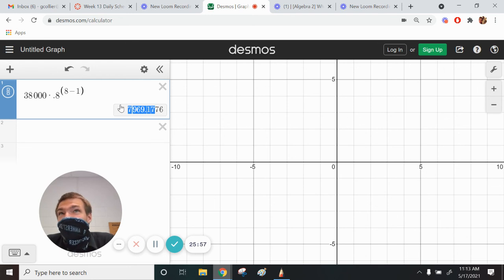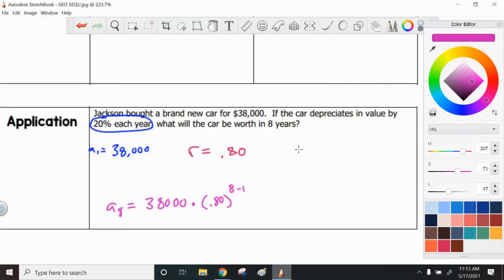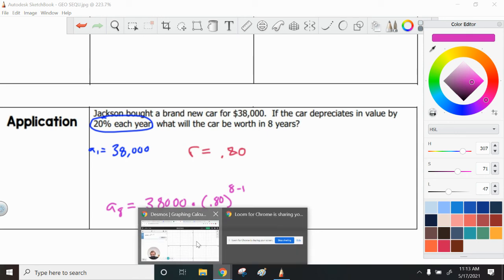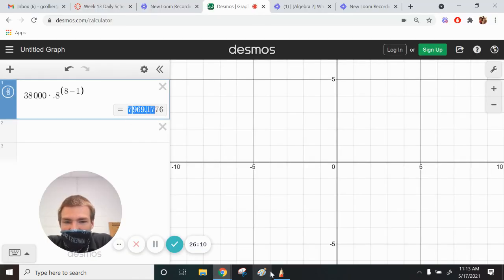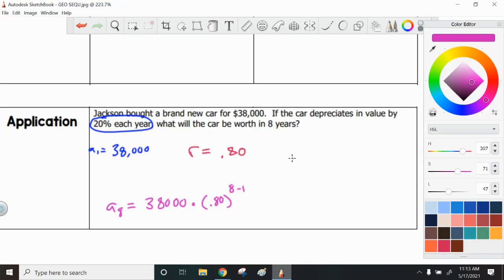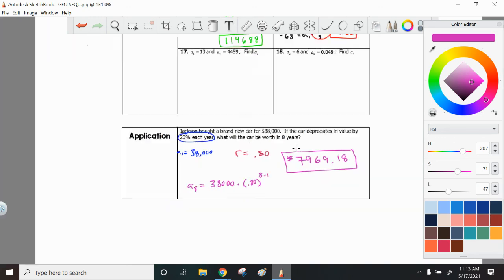And it's basically saying you've lost 30 grand in 8 years. Cars hurt when you're buying nice cars, man. Oof. So there we go. I guess I should remember what number it says. 7969.18. Since we're dealing with money, we only need to talk about the pennies. That's good enough.